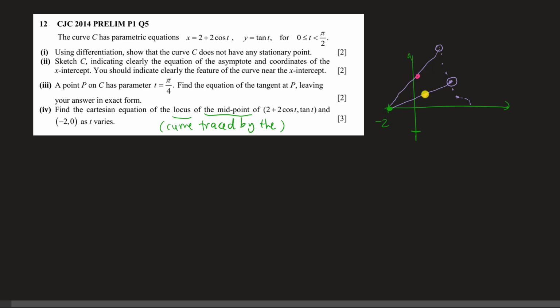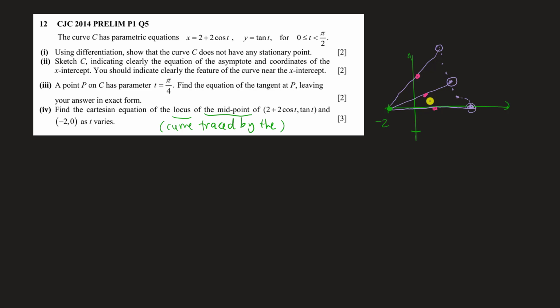You have this particular point. You can keep doing this. This one, connect them, find the midpoint. If we were to do this for every single t value, you will have every single corresponding red color point, right? And you can join the red color points up. It will form some kind of curve, right? The question will be asking you to find that particular curve's equation. This is what they're trying to say. Find the equation of the locus of the midpoint.